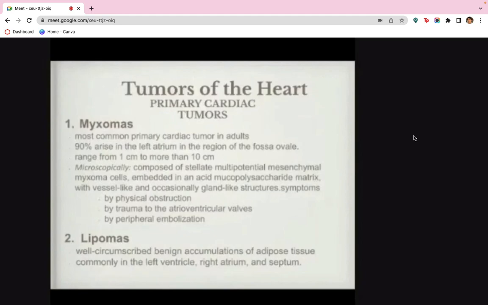Next, we have your tumors of the heart, we have your myxomas and your lipomas. Your myxomas are the most common primary cardiac tumor in adults. Around 90% arise in the left atrium in the region of the fossa ovalis. Then we have your lipomas, which are well-circumscribed benign accumulations of adipose tissue, commonly in the left ventricle, right atrium, and the septum of the heart. Ito yung nababalutan na ng taba. Meron tayong mga lipomas, or adipose tissue accumulation on the area.